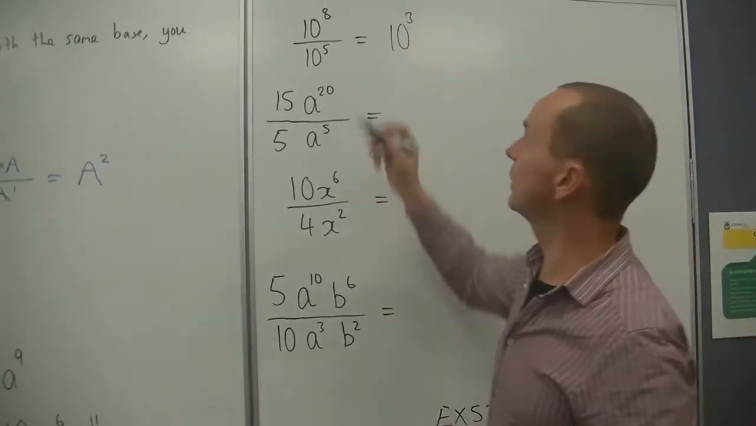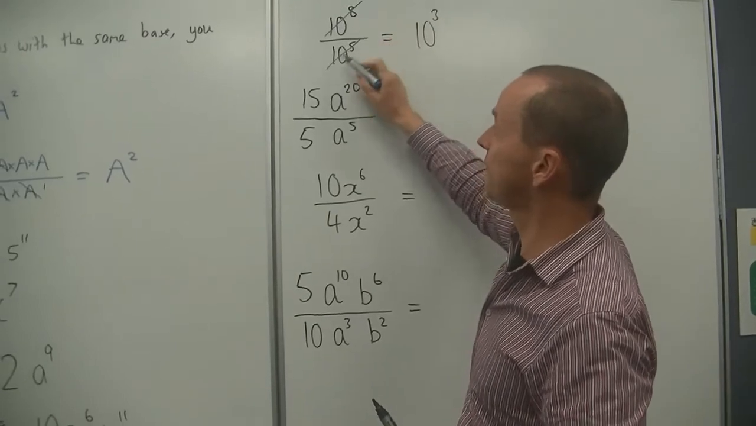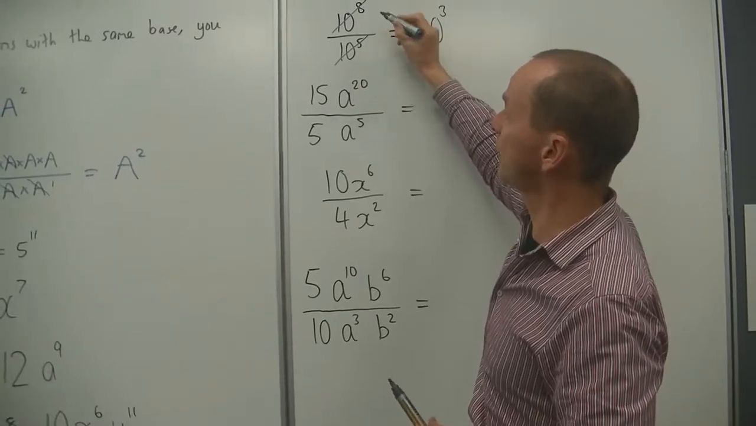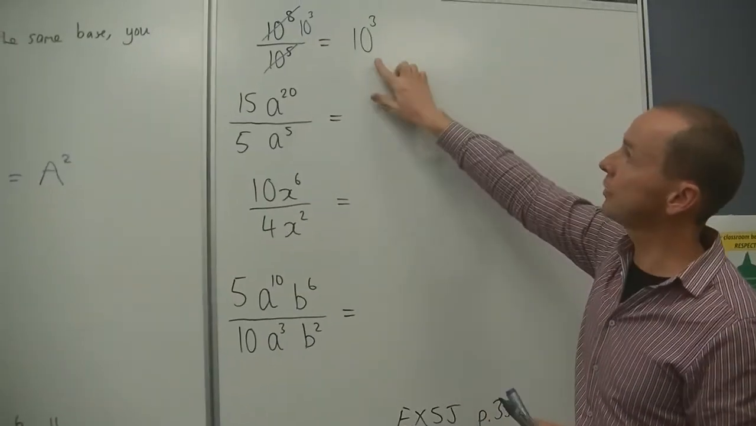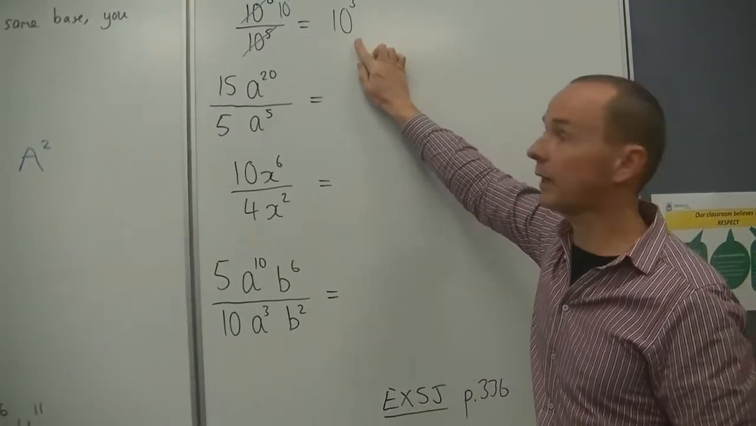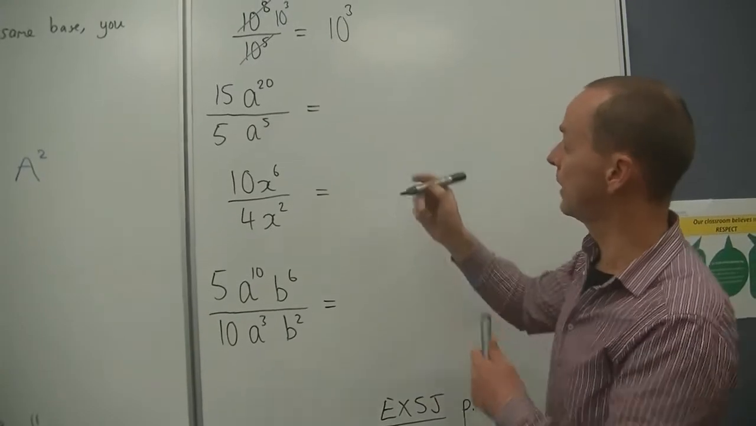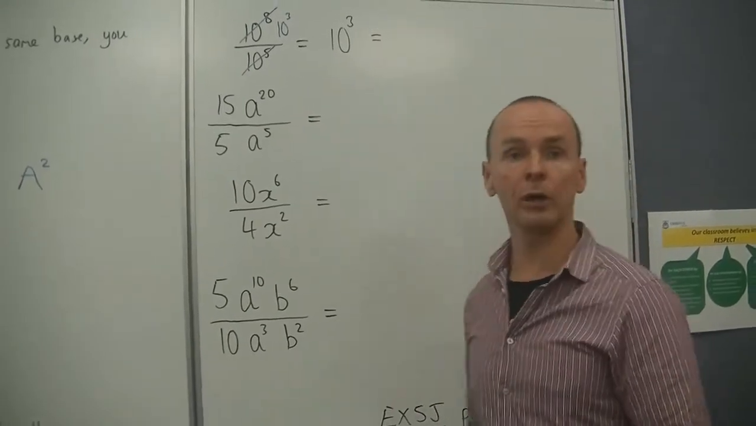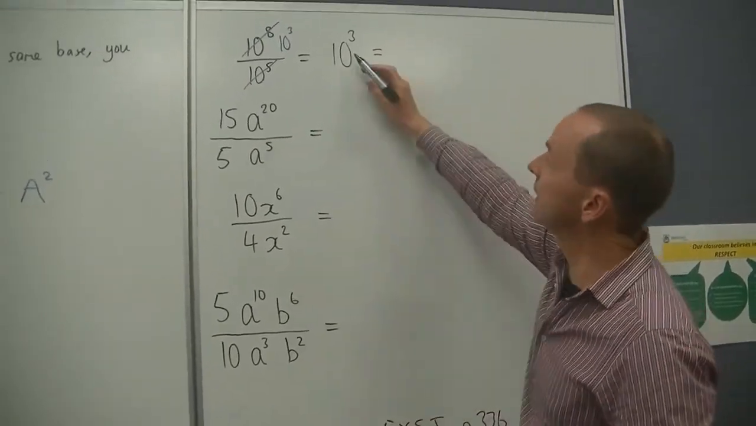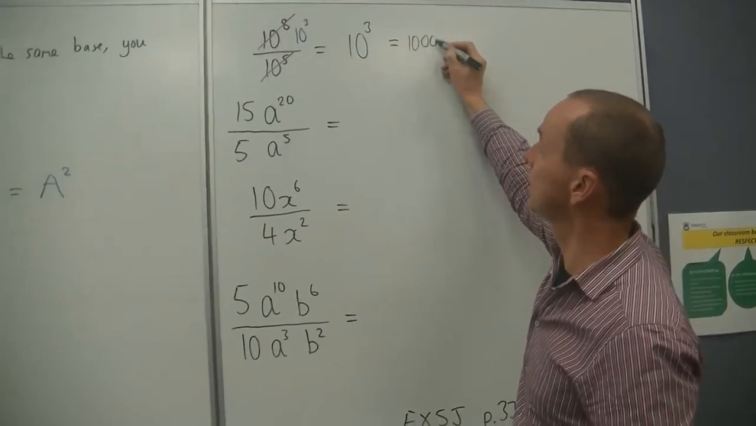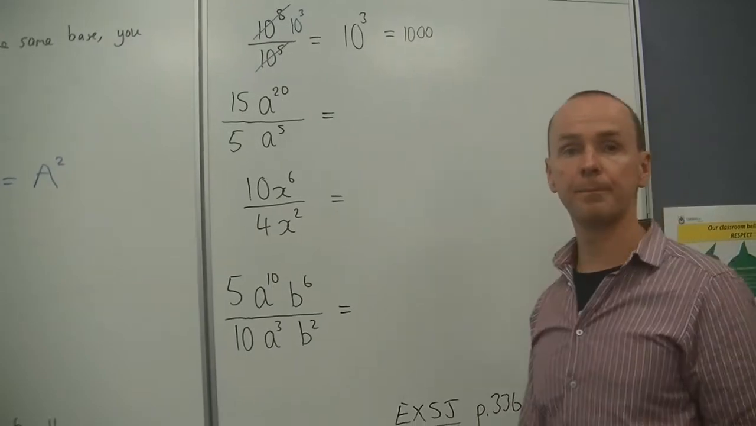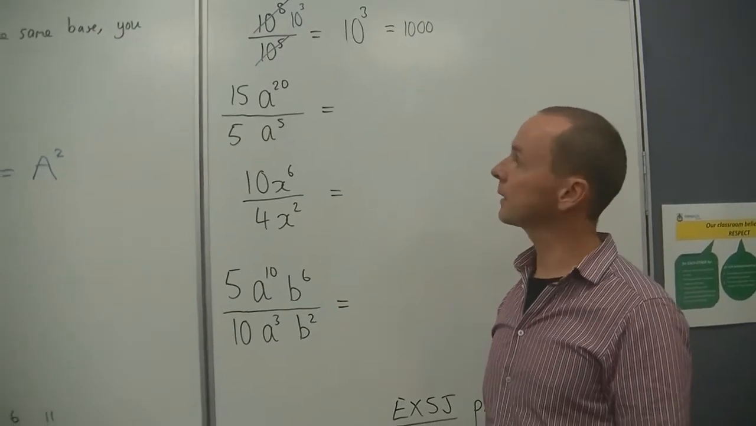Or another way to do it, you could have cancelled the 5 of them with 5 from the top line, and you're left with 10 cubed on the top line, which is 10 cubed. If it asks for it in index form, there's your answer, 10 cubed. If it wants it as a normal number or a basic numeral, then you work it out. 10 times 10 times 10 is 1,000. But in this case, we'll just leave it in index form.